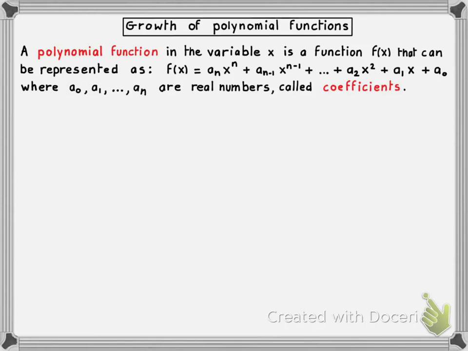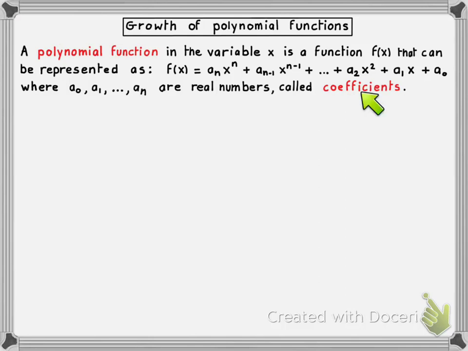A polynomial function, f of x, is a function that can be written like this, as the sum of n plus 1 terms, where each term is a product of a real number and a power of x. So notice we have in this formulation n plus 1 terms called a sub 0 up to a sub n. These are called the coefficients of the polynomial. Now, of course, some of these coefficients may be 0.